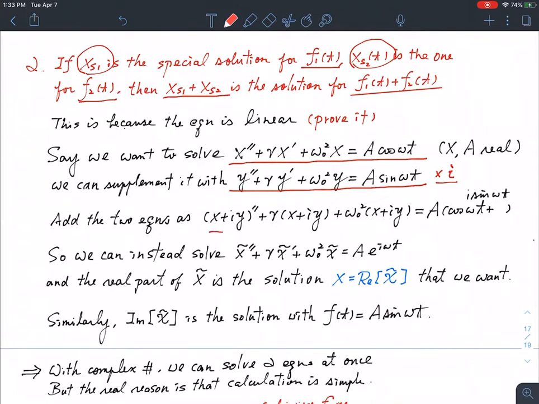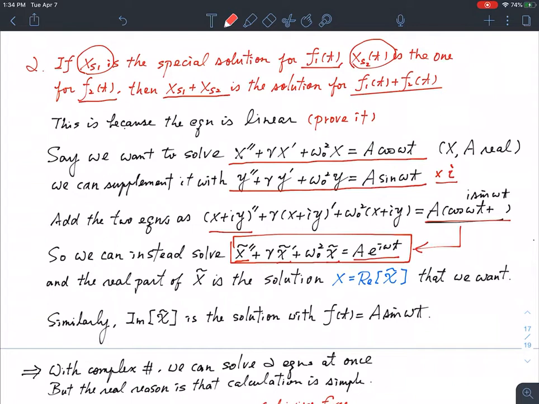So the first term becomes x plus iy with the second derivative. The second term is x plus iy with the first derivative. The last term is x plus iy. And on the right-hand side, you have cosine omega t plus i sine omega t, so the right-hand side becomes e to the i omega t. Since we always have x plus iy, we define this complex displacement x tilde to be x plus iy. So we can start with an equation like this one. Let's try to solve this equation.